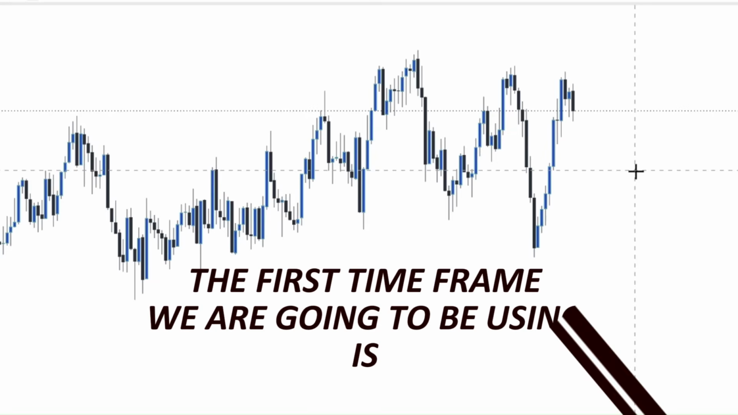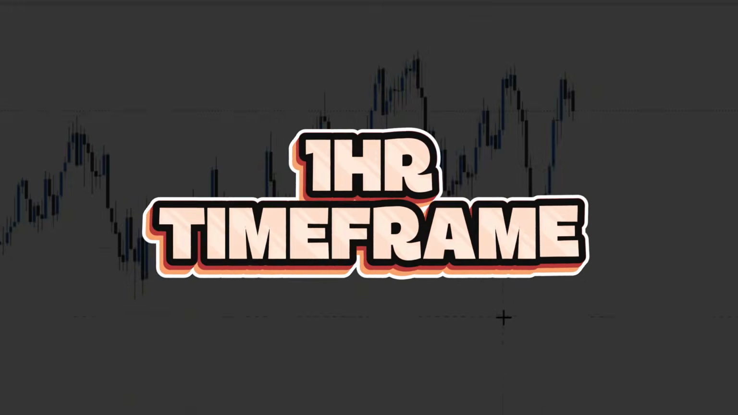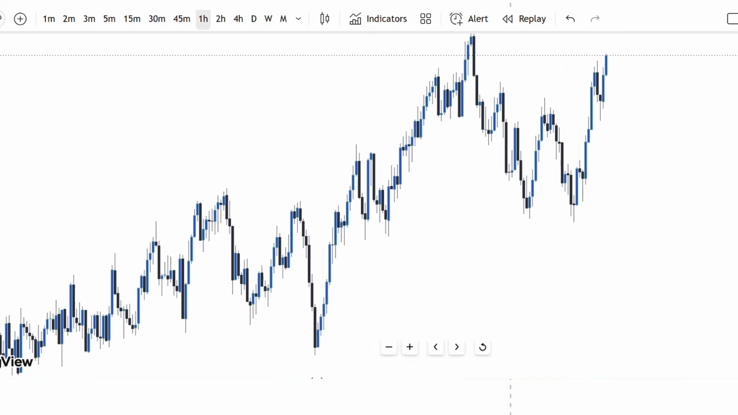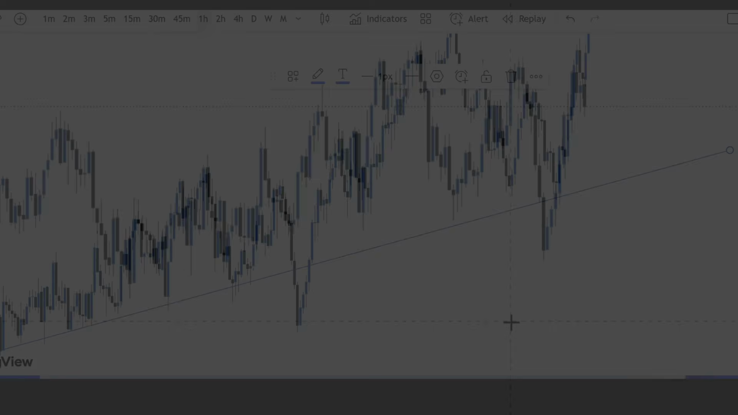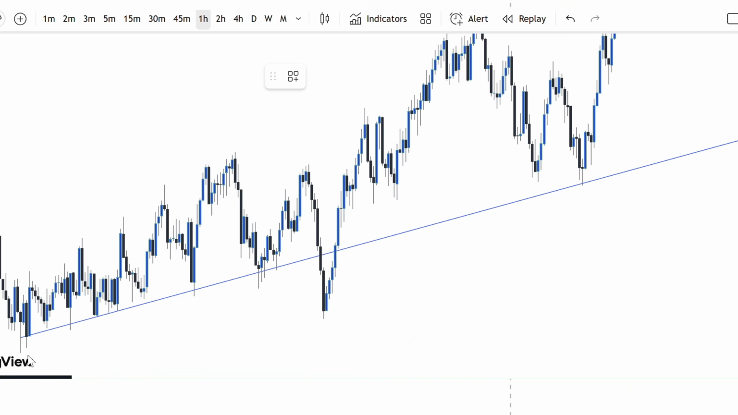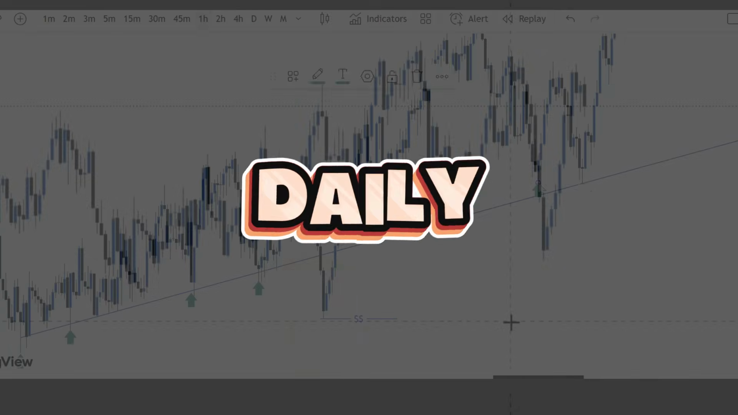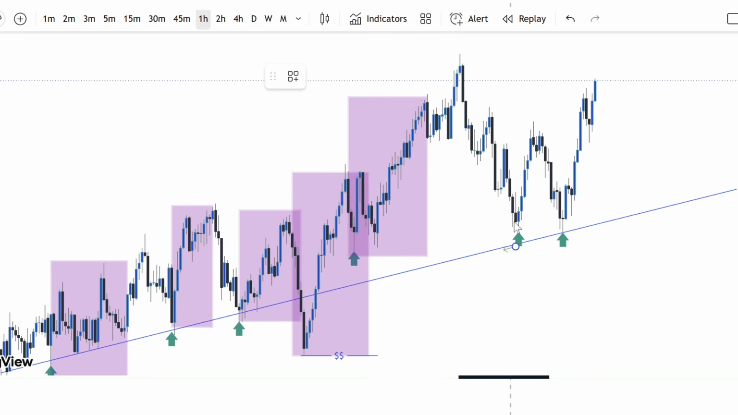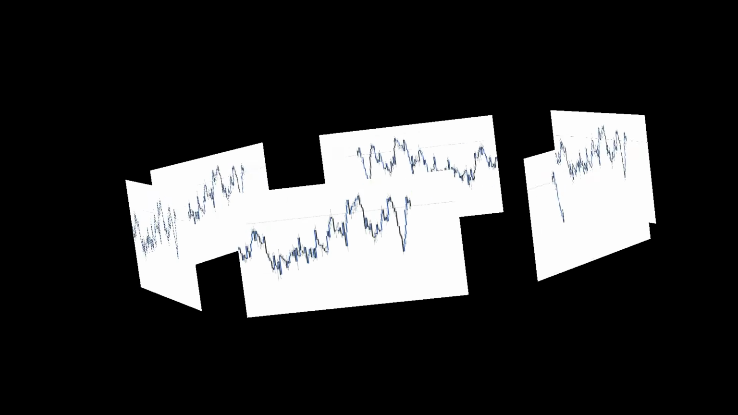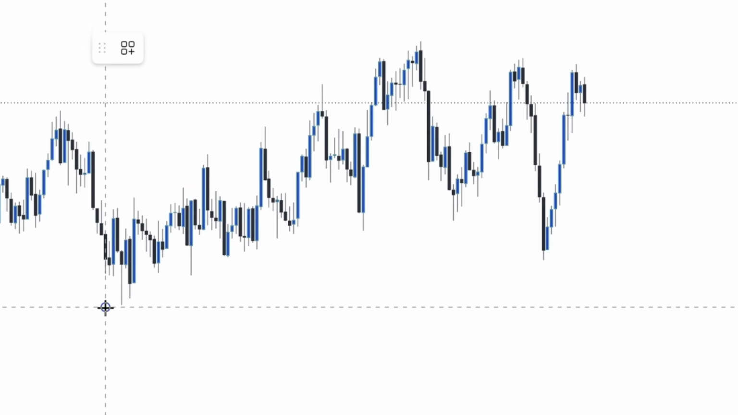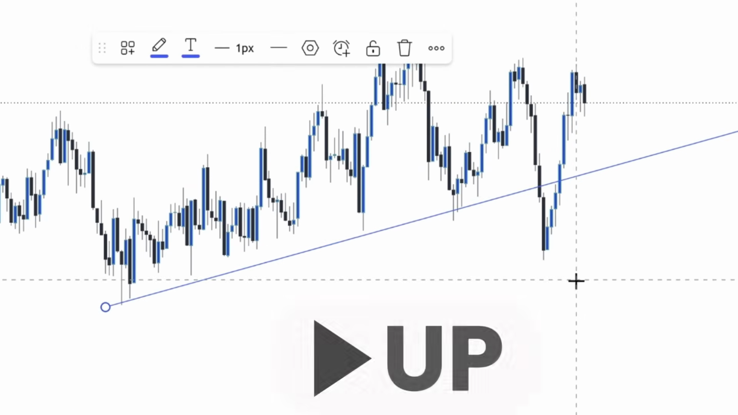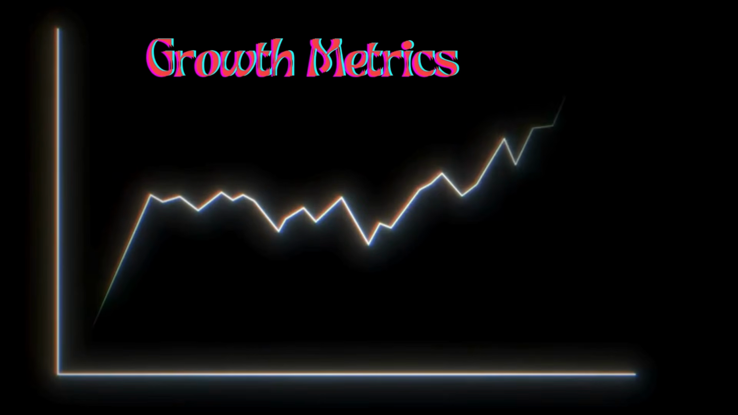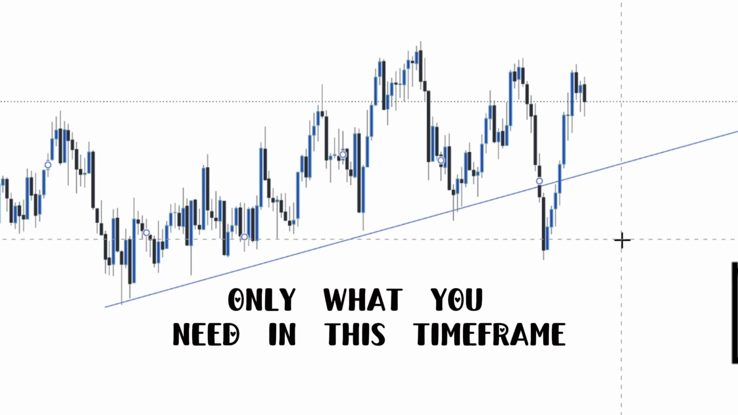The first time frame we are going to be using is 1 hour time frame. On 1 hour time frame, we are going to be integrating the first concept, which is overall directional bias. Because we are scalping, we don't want to go to higher time frames like daily, weekly, or 4 hours time frame. So we stick to 1 hour time frame for this overall directional bias. When you look at the price action right here, you can clearly see that the direction of this market is up. We are completely trading towards the upward side. So that is exactly what you need in this time frame.